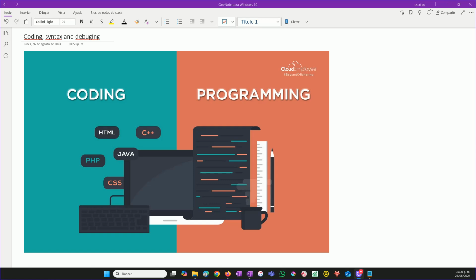Hello and welcome. Today we are going to talk about coding, syntax and debugging. If you remember, during the creation of a program, we got two basic steps. The programming itself, that is, setting the steps needed to solve a problem or to develop a task.